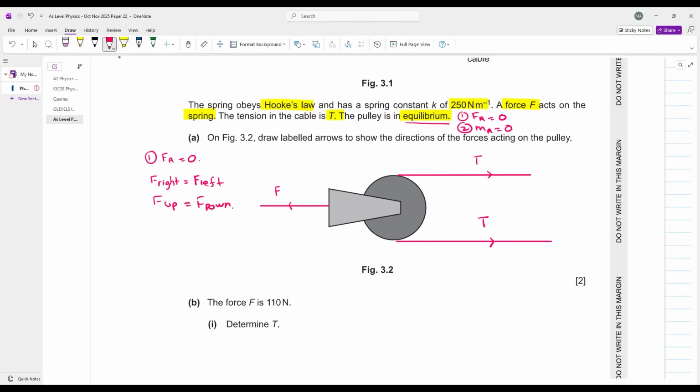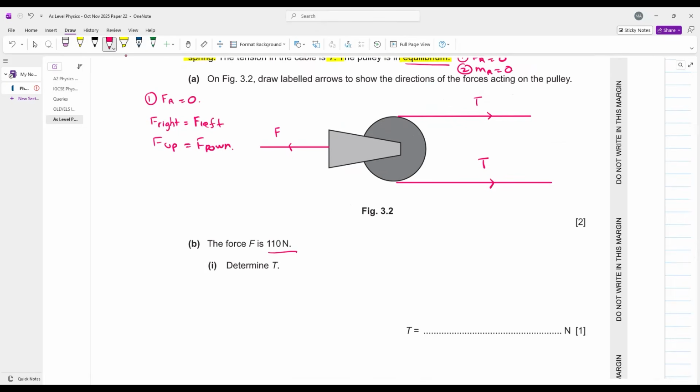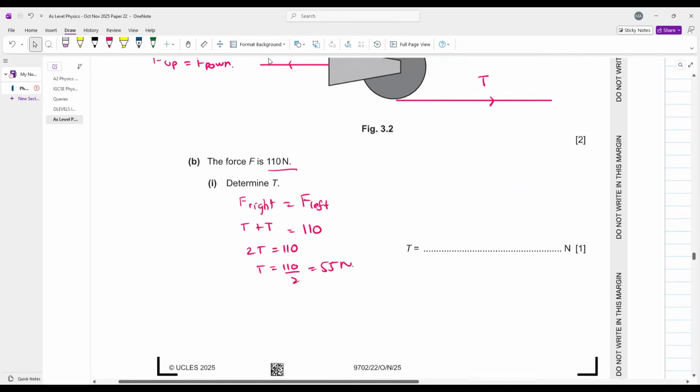The force F is 1110 Newton. Determine tension T. If force F is 1110 Newton, you have to determine tension T. How will you do that? Force on the right side is equal to the force on the left side. How much force is on the left side, beta? 1110 Newton. What is the force on the right side? Tension plus tension. 2T is equal to 1110. T comes out to be 1110 divided by 2, that is 55 Newton. Simple.